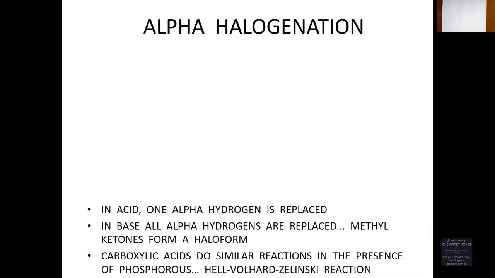So our first type of reaction we will do with these is alpha halogenation. Put a halogen on the alpha carbon. A few details about it before we draw things on paper. In acid, you replace one alpha hydrogen. In base, you replace all alpha hydrogens. There's something special that happens if you have a methyl ketone in base. And then we're going to talk about the Hell-Volhard-Zelinsky reaction, which is when you react with a carboxylic acid instead of a ketone.